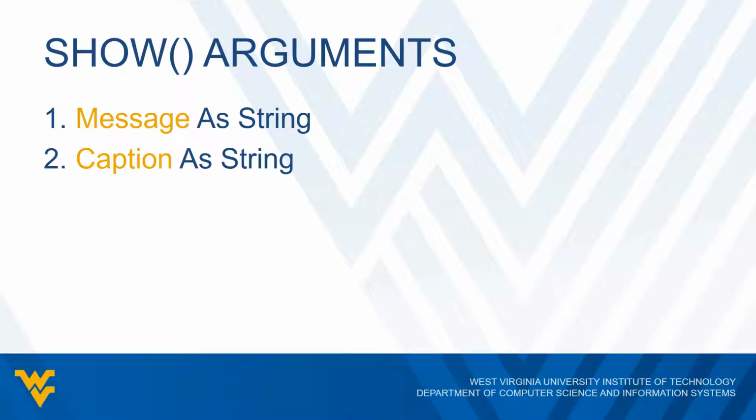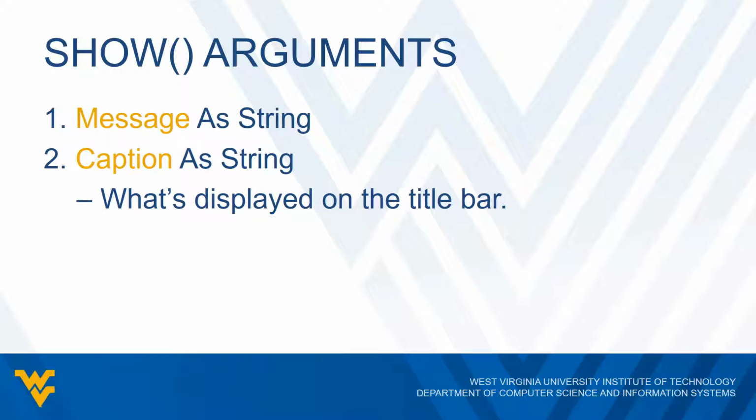The second argument is a caption, which is also a string. This is simply going to be whatever is displayed on the title bar. This is pretty much the title argument from our input box function. So whatever you want to appear on the title portion of our dialog box, you would put that under the caption argument. The third argument is something we haven't seen before.